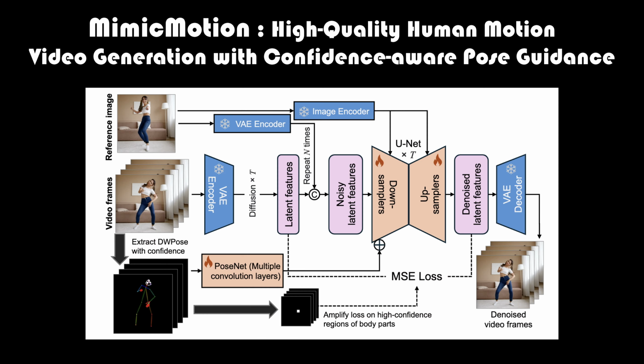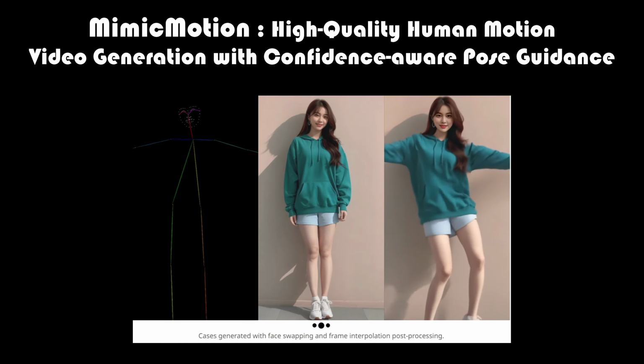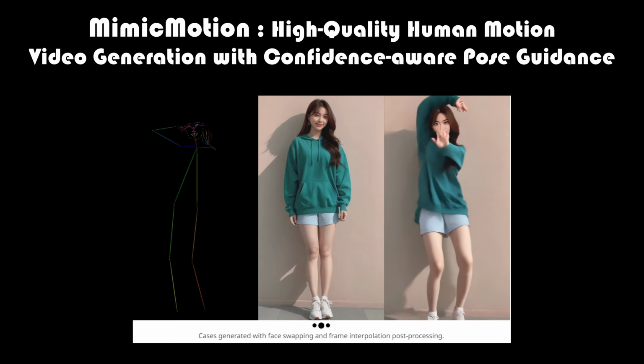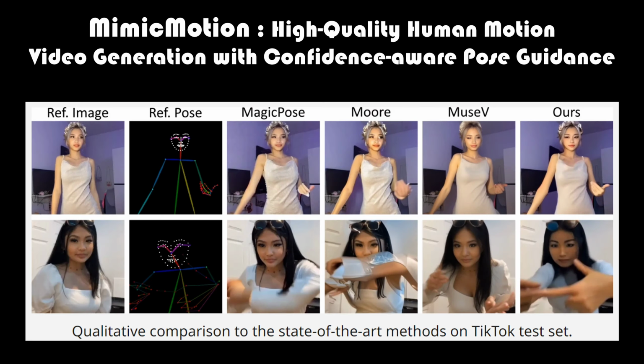Key highlights: 1. Pose sequences with key-point confidence scores for adaptive guidance. 2. High confidence regions have greater impact in training. Brightness on the pose frame represents confidence levels. Stay tuned to see this amazing technology in action. Let's review some of the samples provided by MimicMotion.